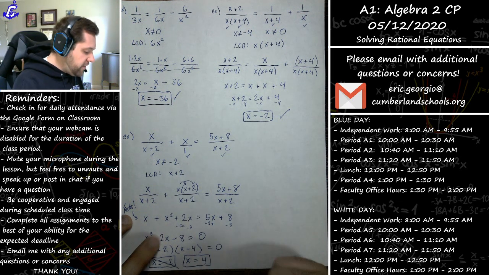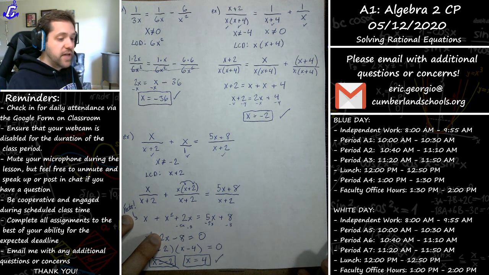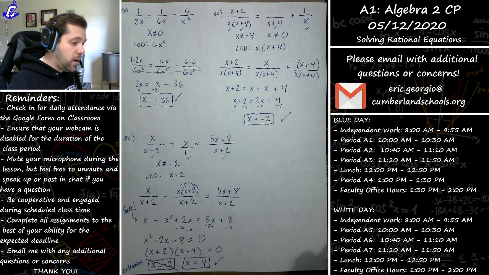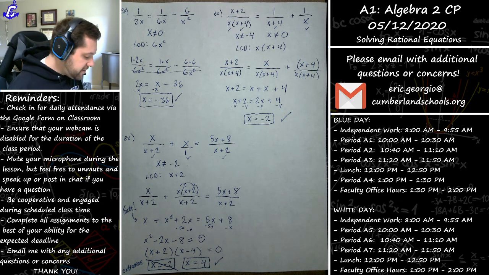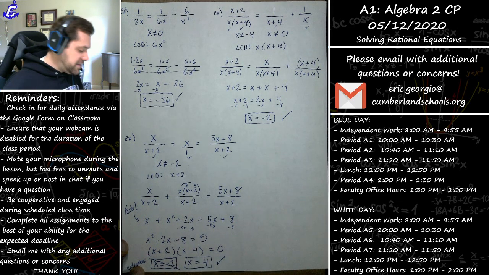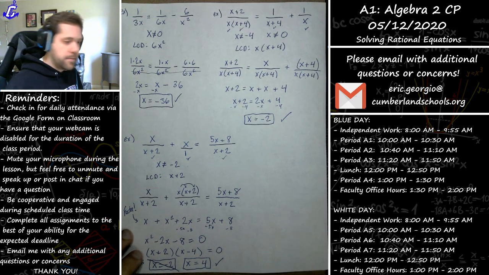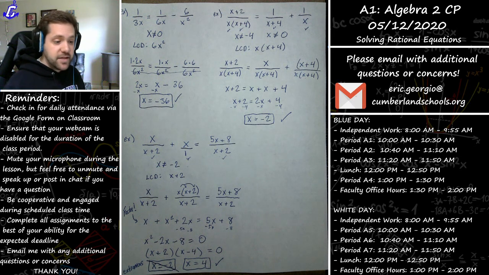And so you would say that this problem has only one solution. That one solution is x equals 4. It also has one extraneous solution. That extraneous solution is x equals negative 2. Does that make sense to everybody?